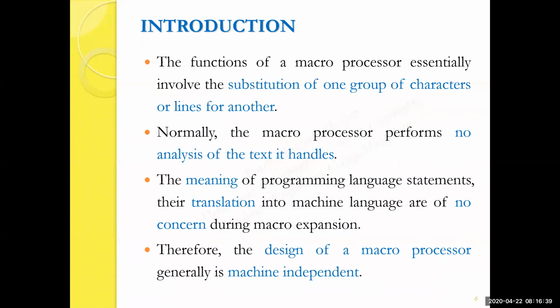A macroprocessor's function essentially involves substitution of one group of characters or lines for another. Unlike an assembler, generally macroprocessors perform no analysis of the text they handle. In other words, the meaning of programming language statements, translation into machine language, and so forth are of no concern during macro expansion. So that way, the design of macroprocessors is generally machine independent.